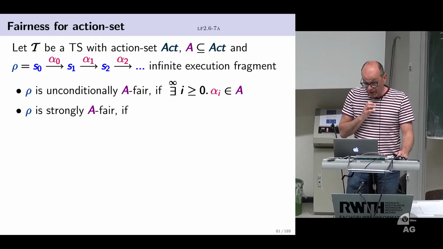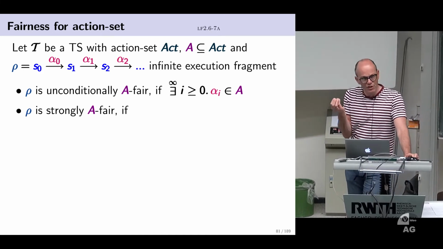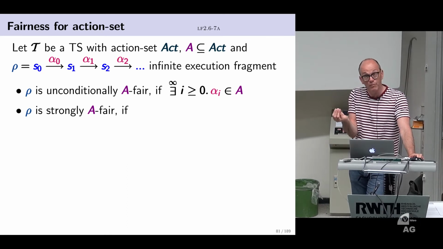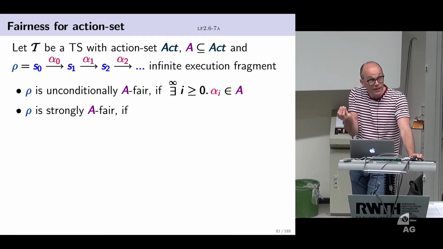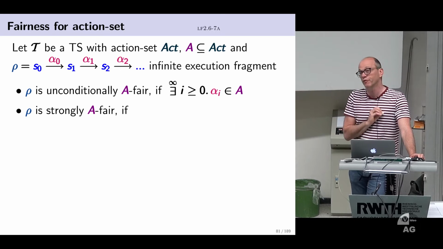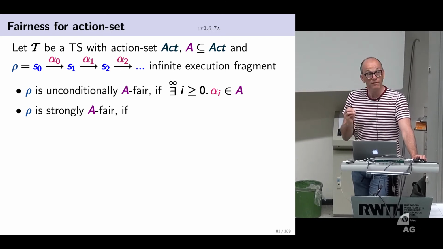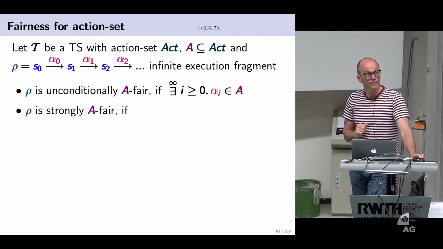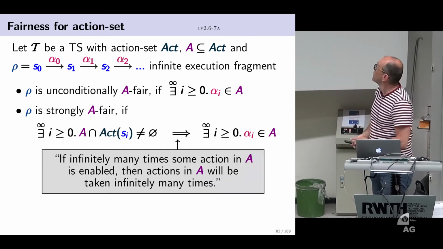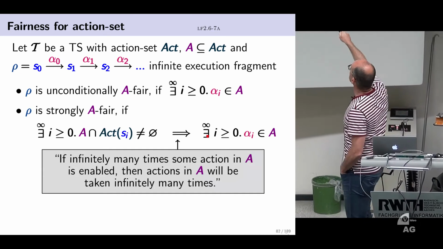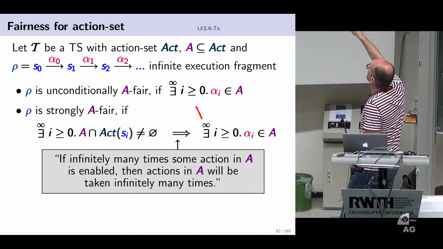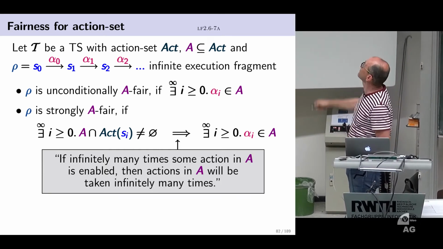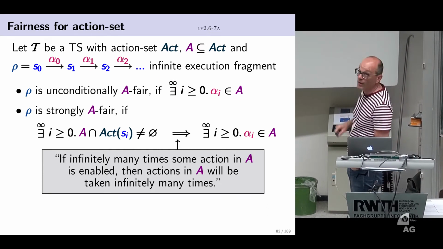Rho is strongly A-fair. What was the intuition? The intuition was, strong fair means if you are enabled infinitely often, enabled meaning you can take an action in the set A infinitely often, then you should do it. That means you should take such an action infinitely often. That's written down as follows. The conclusion you see here is the same as with unconditional fairness. Unconditional fairness simply can be written as true implies this formula.